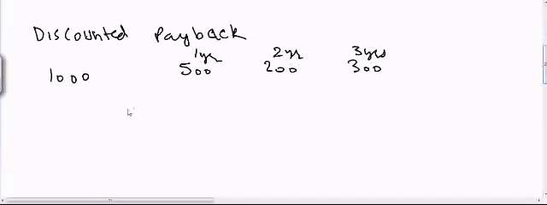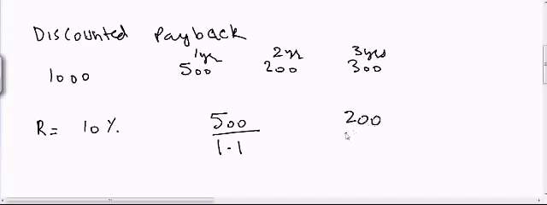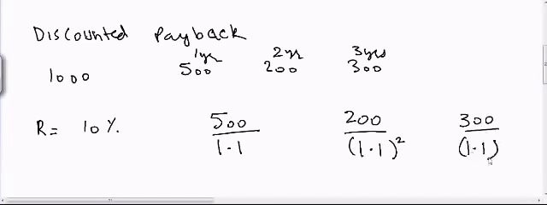So how will we go about it? In this case, instead of just adding the amounts of money you're getting back, we will discount them to net present value. So what is the net present value of 500? Suppose our rate of interest is 10%. Then the discounted value of $500 after 1 year will be 500 divided by 1.1. For the second year, it will be 200 divided by 1.1 squared. And for the third year, it will be 300 divided by 1.1 cubed.